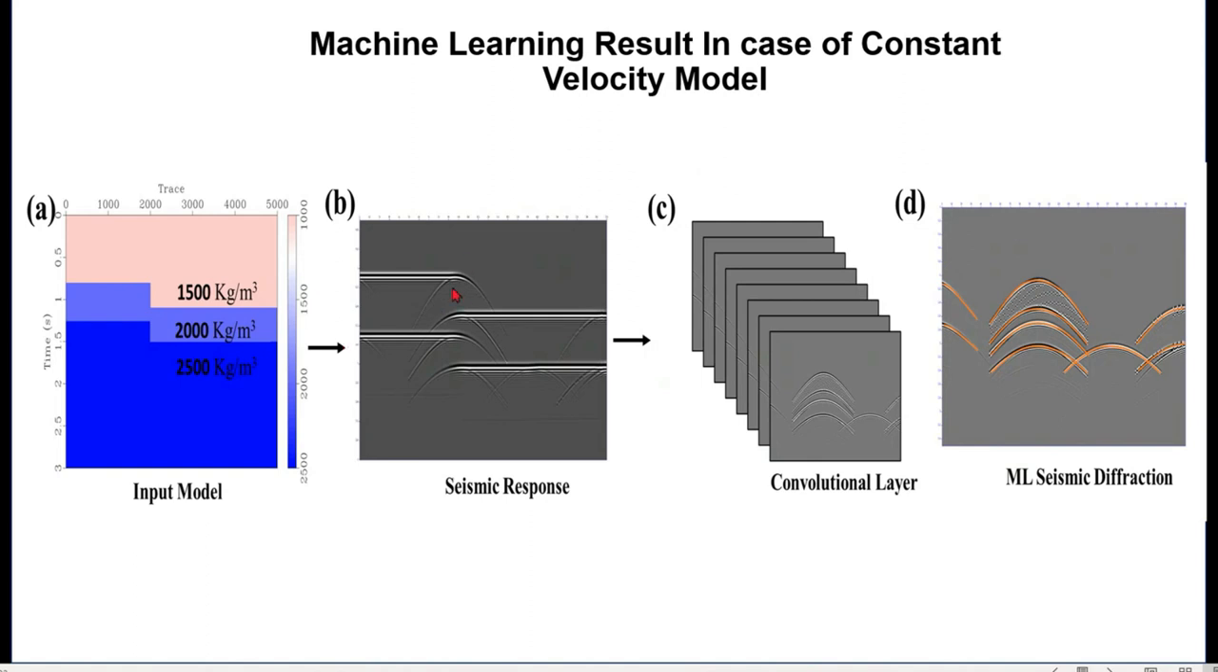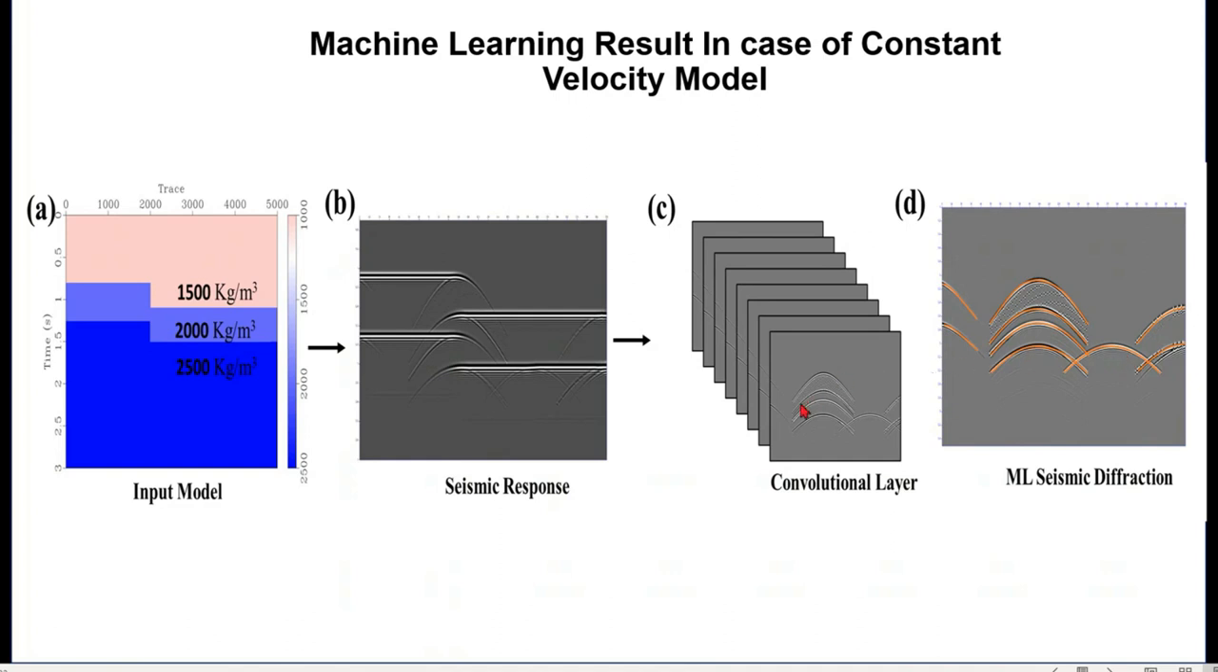Once we acquire the data here, you can see these diffraction hyperbolas. In the convolutional layer, we already have the trained network. Based on that, we got only the diffraction pattern. From all these four point diffractors, you can have 1, 2, 3, 4. And obviously this one is a very small discontinuity. If we focus over here, there will be a very small discontinuity, like a small anticline or something, and you can still see this diffraction pattern.